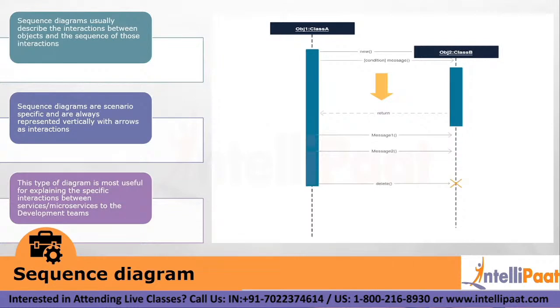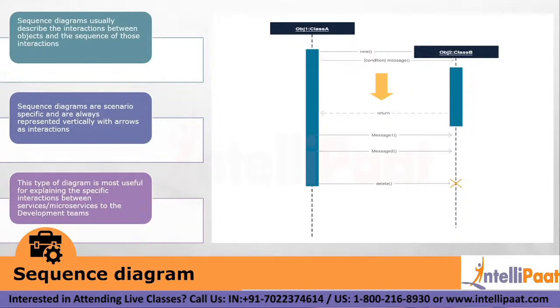Now these are always vertical in nature. They are always represented vertically, with arrows for interaction. So if you look at this particular example, you define classes, right? When you're building something, you need to define classes which would perform certain functions. So you have class A, which is object 1, and class B, which is object 2. Now how would your class A interact with class B?